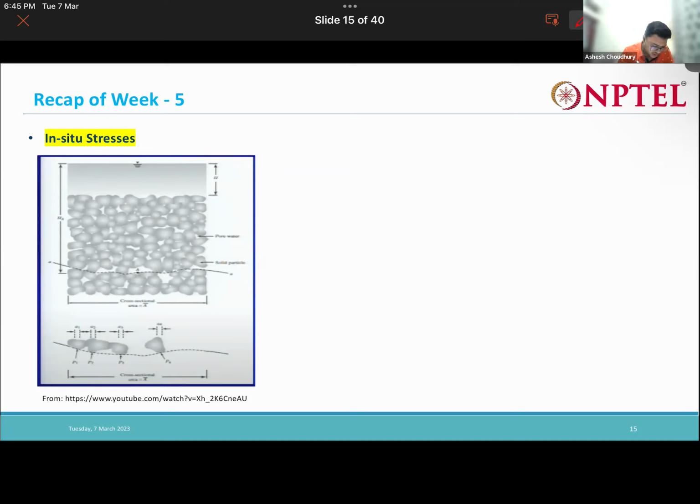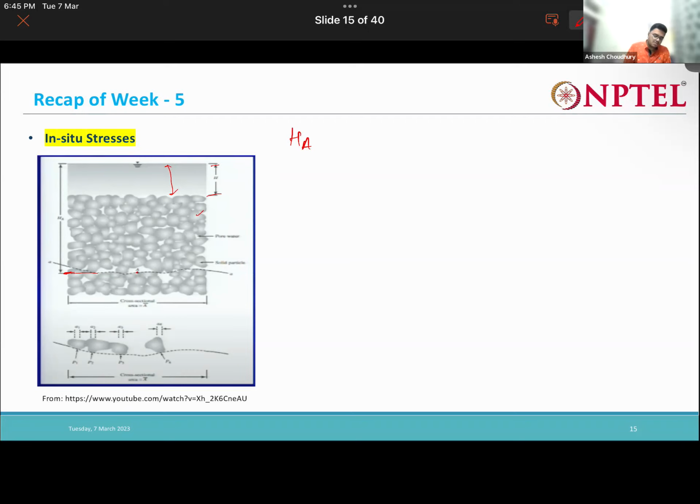So see here in this diagram, you can see that these are our soil particles, and up there is water. The depth of water above the soil is capital H, and this is the water, and here we have the soil particles. And we are considering an arbitrary plane here, a point A which is at a depth of HA, H suffix A, from the top.